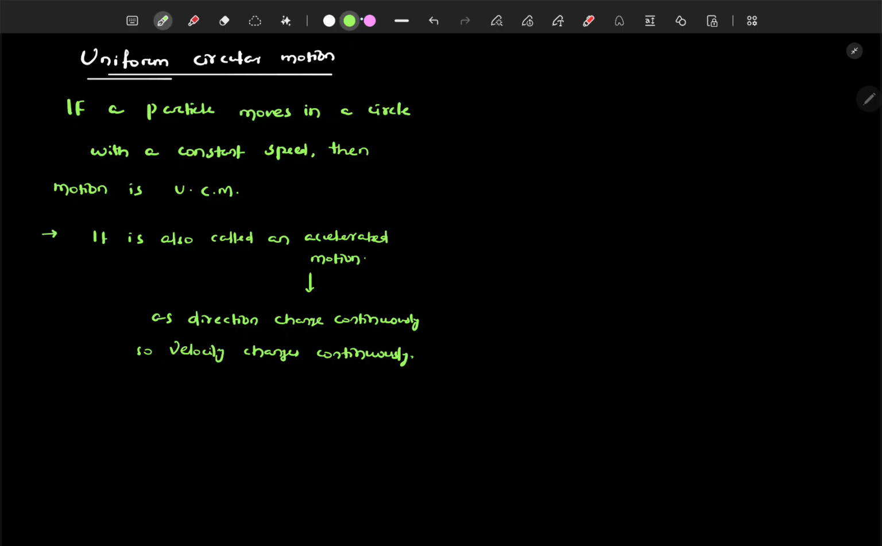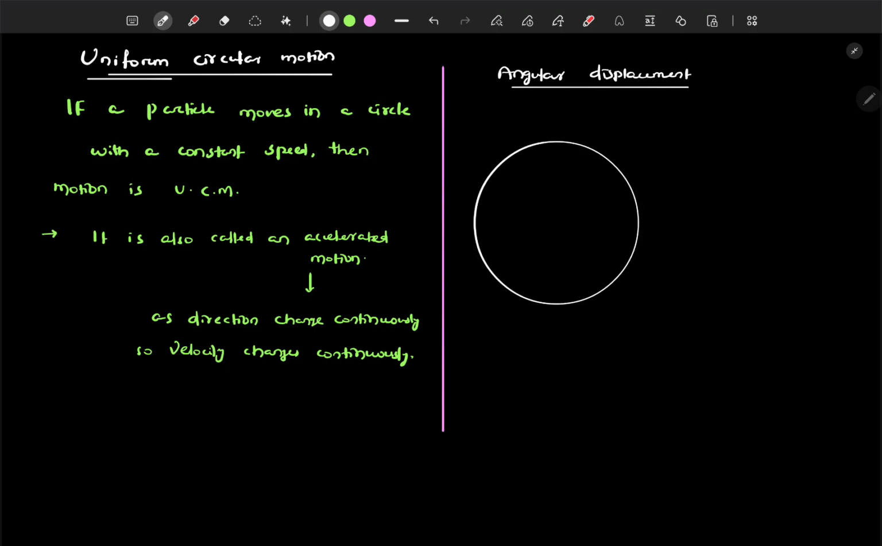The next topic is angular displacement. One by one we will discuss the terms related to uniform circular motion. The first term is angular displacement. Suppose this is the circular path, this is the y-axis and this one is the x-axis. The intersecting point is the center of the circular track.